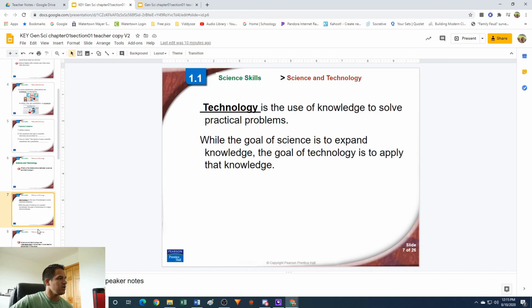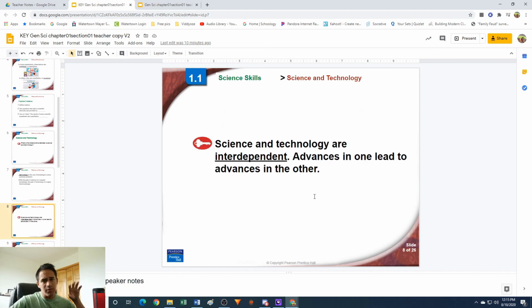So anyway, science and technology are interdependent, and that basically means that they are reliant on each other. Usually, as science gets better, technology gets better, right? As we learn more and more about things around us and how things work, we can then create more and more things that do cooler stuff that can solve more problems, right? So they go hand in hand. As one goes up, the other goes up.